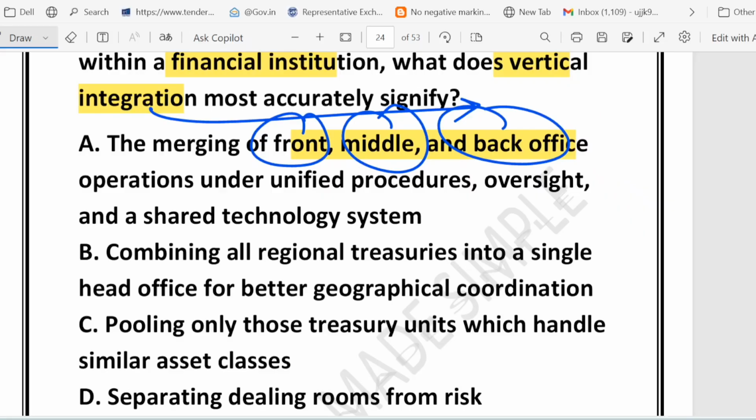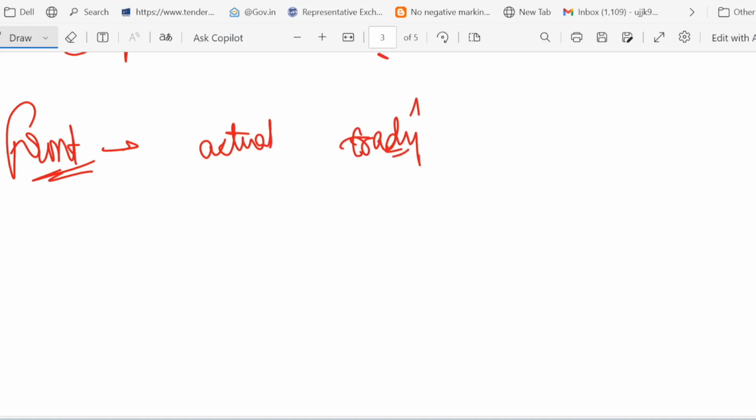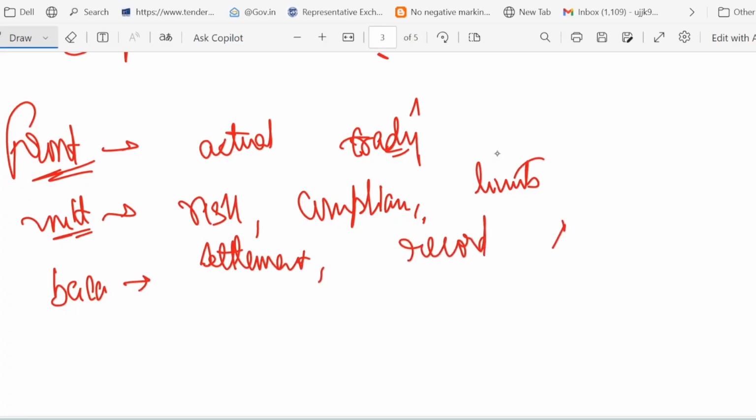Let's break them down. First of all, what is the role of the front office? They do the actual trading. A question may ask you what the role of the front office is, so actual trading is done there. What is the role of the mid office? They manage the risk, the compliance, and the limits. And what is the role of the back office? The back office handles the settlement process and also the record keeping.